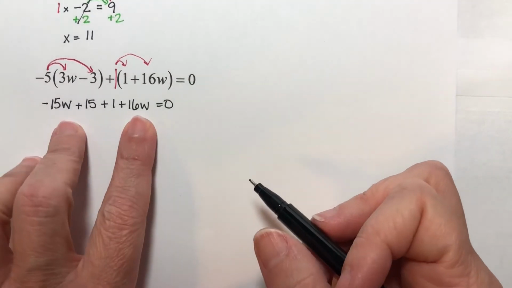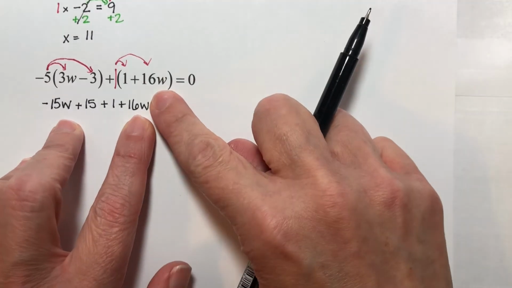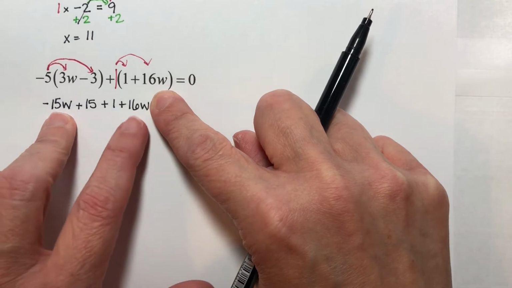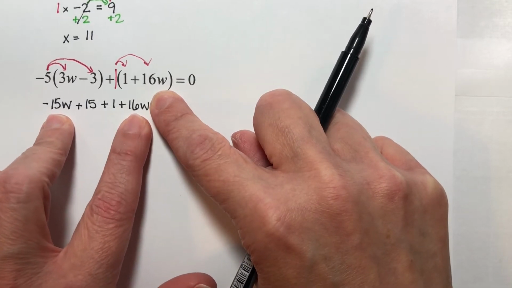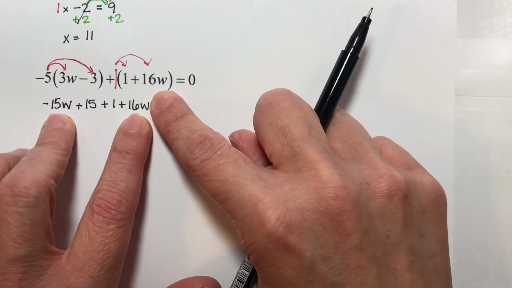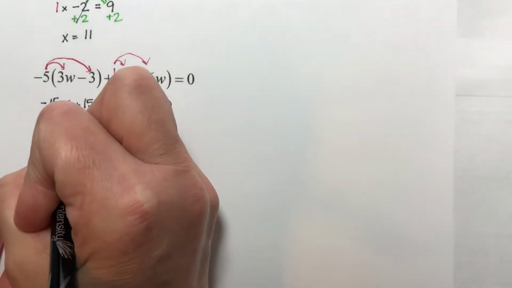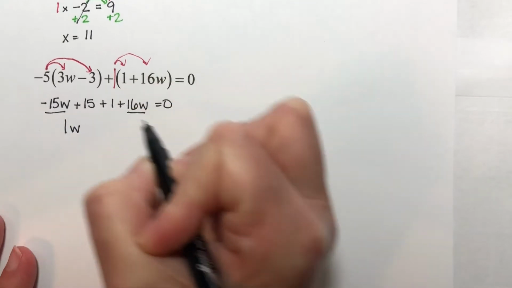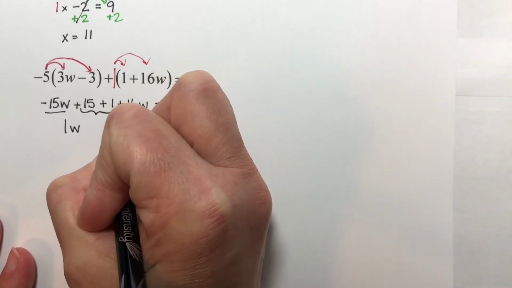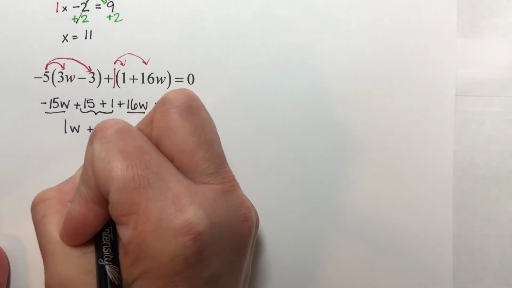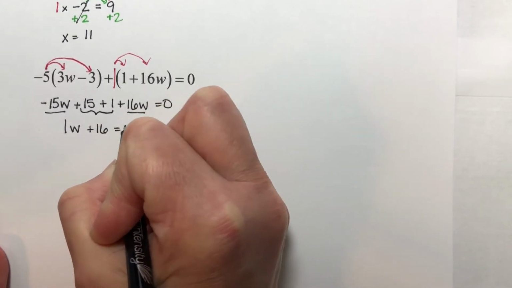Now I'm still on the same side of the equal sign here. I'm not ready to move things around because I have some like terms here. -15w and 16w, they're both w, so I can add the numbers in front. -15 plus 16 is 1, so that is 1w. And then 15 plus 1 is 16. So 1w plus 16 is equal to 0.